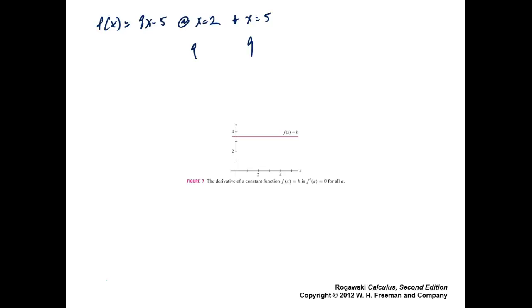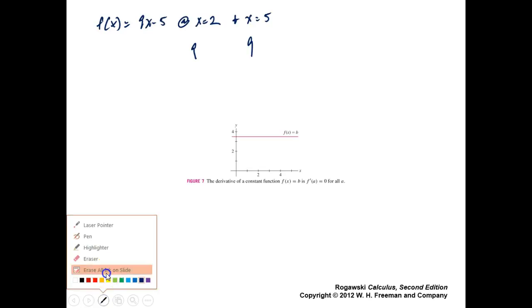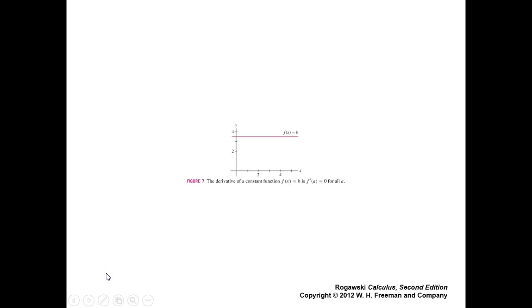Determine the derivative of function f whose graph appears in the figure. Yeah, we don't have a figure. Let's see if I've got anything on the graph. Let's use this one, okay? Let's clear this out of the way, and let's use this graph. Might have to expand it a little bit, but it's not going to be too bad.